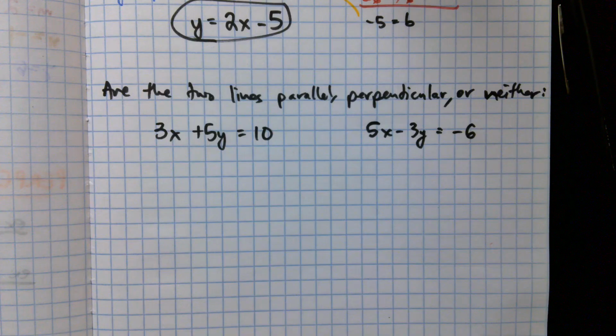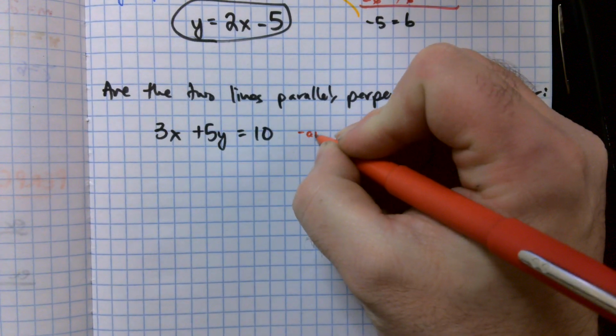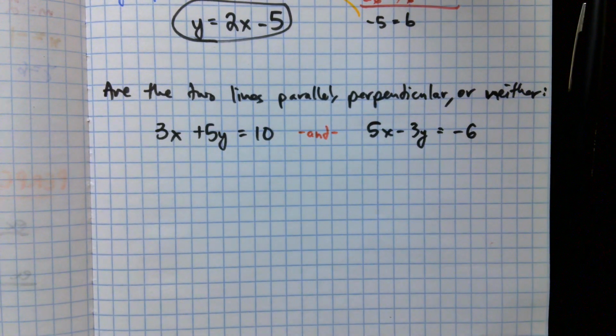Do you guys remember how to put this in slope-intercept form? Hopefully. It's on our test on Friday. Take a few moments, either by yourself or with someone in your group. Figure out what my two slopes are here, and then determine if they are parallel, perpendicular, or neither.